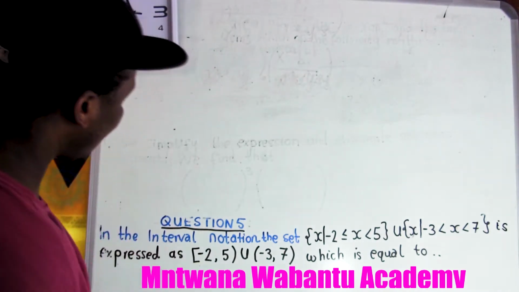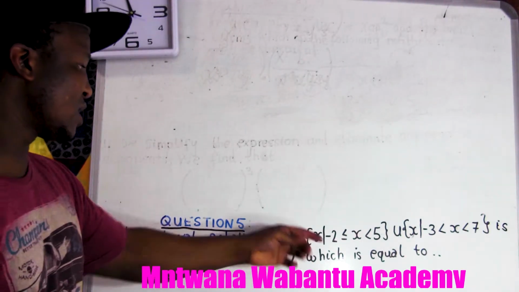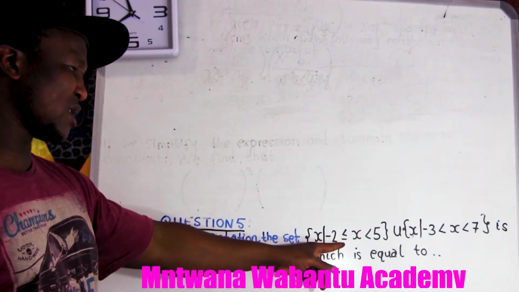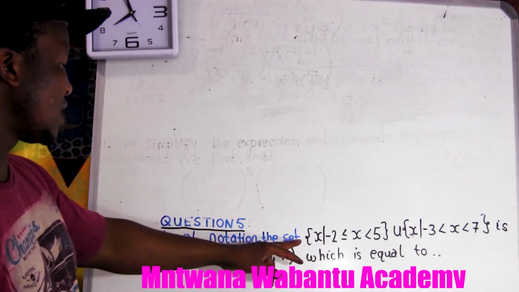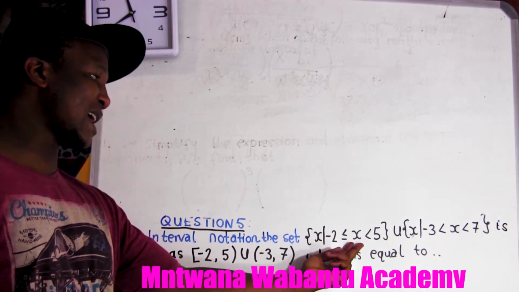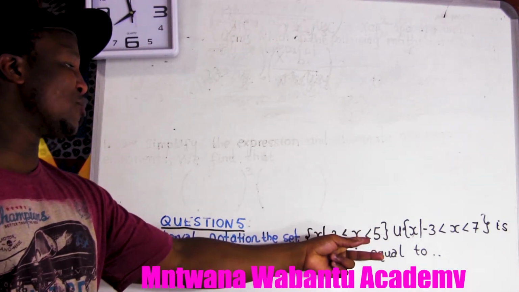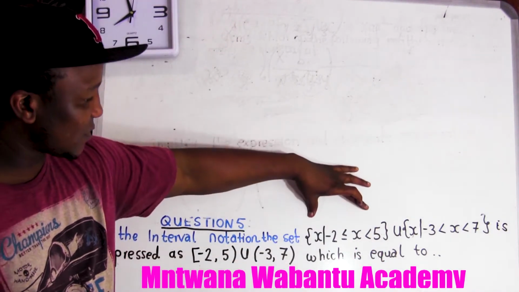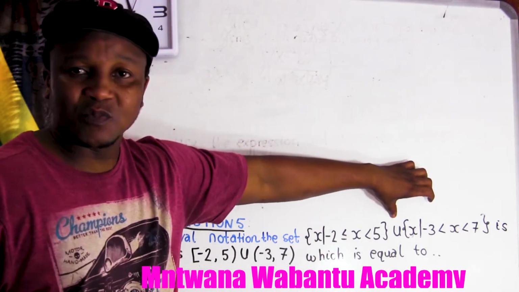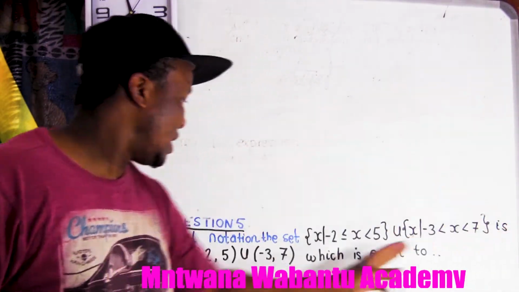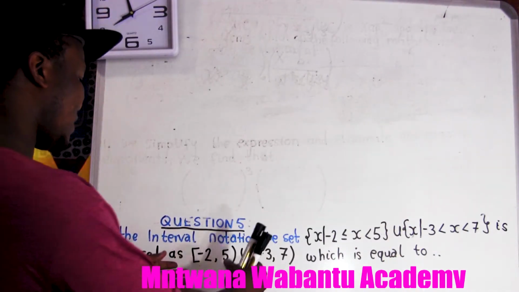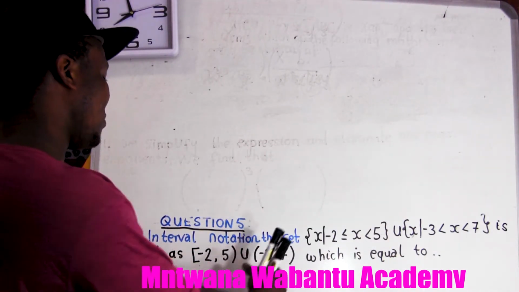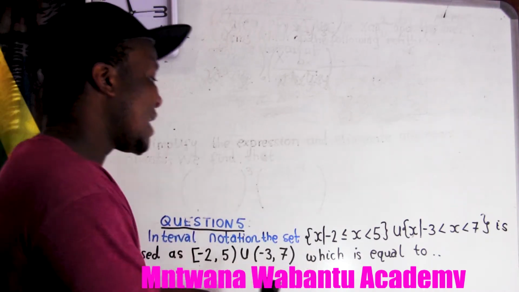Okay, so last question, they said the interval notation. So this is not interval notation. What do they mean? But read carefully. They say in the interval notation, the set of, so this set is not interval notation. This is set builder notation. So they give a set builder, and union means put together with another set builder, expressed as this, and then you can compress together and get something.